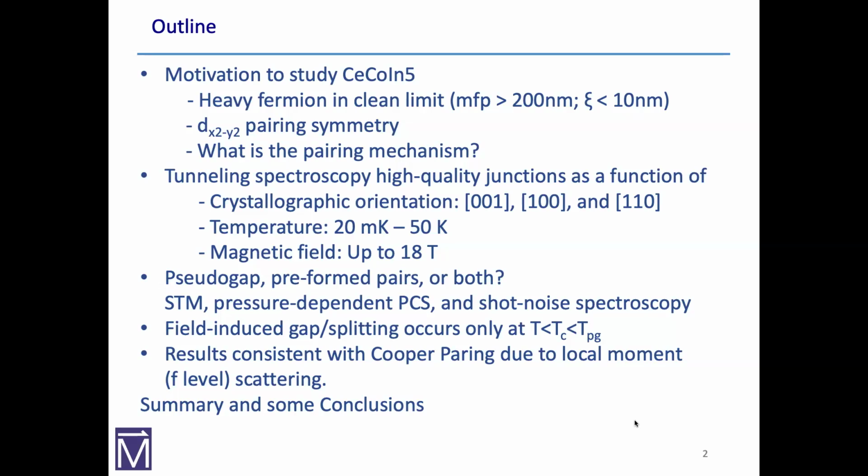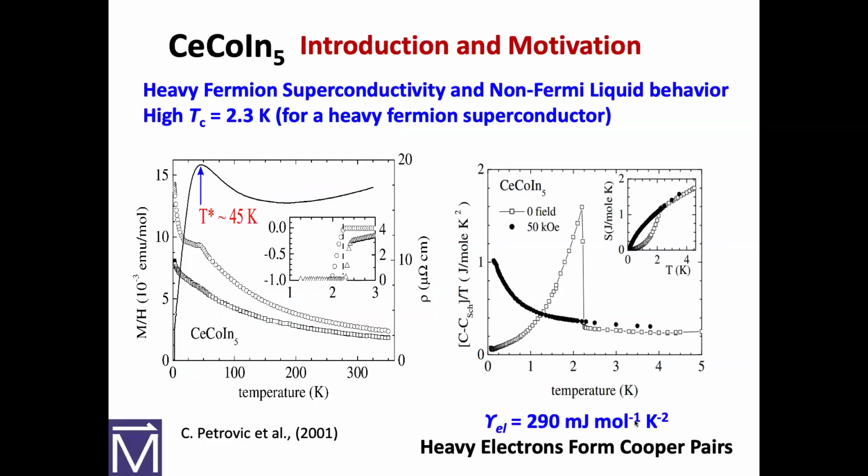We see a field-induced splitting that goes up to very high field, that's linear in field, as long as you're below this 2 times Tc, whatever that is. The results are consistent with Cooper pairing due to local moment f-level scattering, which is Rebecca Flint and Piers Coleman's theory from a while ago. They don't buy it, but I'm going to talk about it anyhow. We don't buy it. Help me understand it. Okay. I didn't think you bought it.